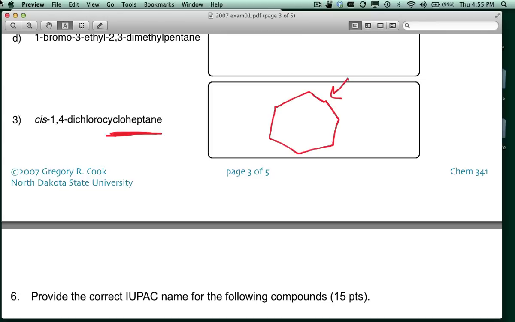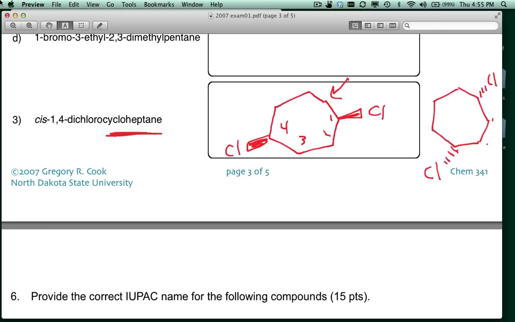Okay, 1,4-dichloro. So cis, I could write them both up. 1, 2, 3, 4. Again, I could start anywhere since it's a ring, but then the second substituent is relative to that. So I can write them both up like that, or I could write them both down, 1, 2, 3, 4, like that.